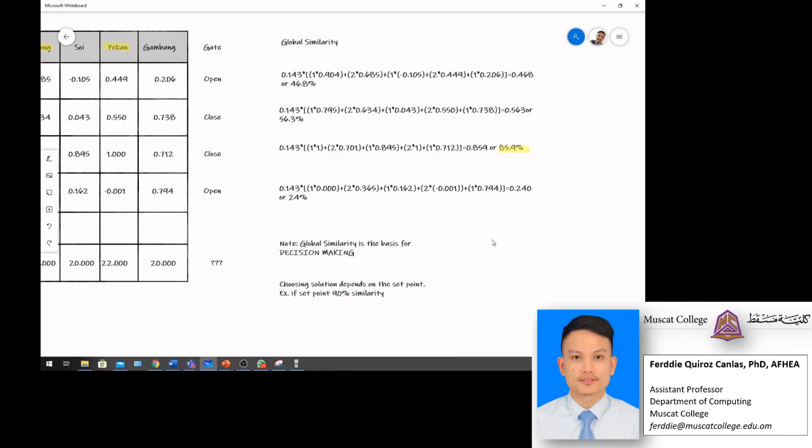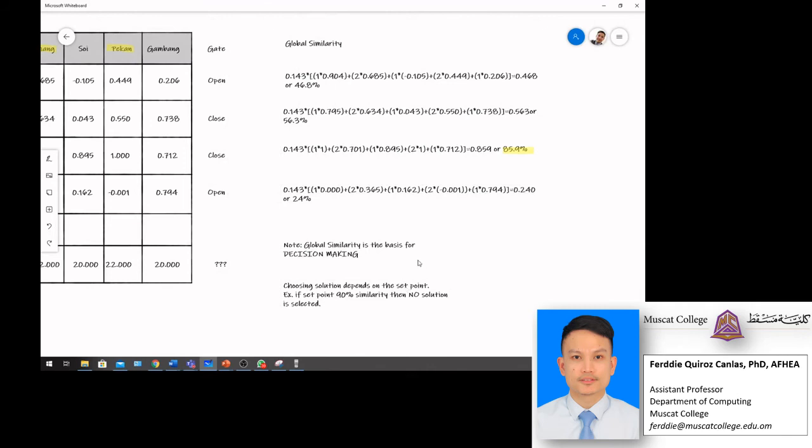Can we choose from the existing solution if the set point is 90%? Let's say for example they say we will only choose the solution that is 90% similar. So what will be our decision here? Then what will happen? No solution is selected, right? So this will be the problem if the set point is 90% similarity. So depending on how the system was designed, you have to look for the set point.